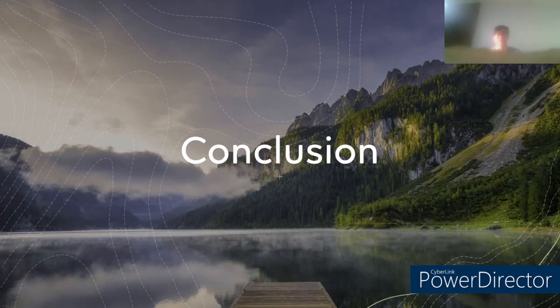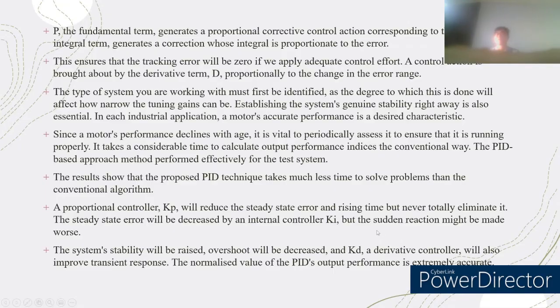Assalamualaikum. And now the conclusion. P, the fundamental term, generates a proportional corrective control action corresponding to the error. I, the integral term, generates a correction whose integral is proportionate to the error. This ensures that the tracking error will be zero if we apply adequate control effort. A control action is brought about by the derivative term D proportionally to the change in the error rate.